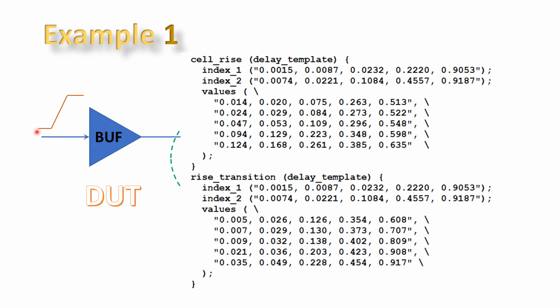Assume a scenario where the slew is so and so, and the output load as seen by the DUT is 0.0221. Then the corresponding output slew value we can figure out from this table. Since the input slew is the first value and the load is the second value, this is the value of the output slew.